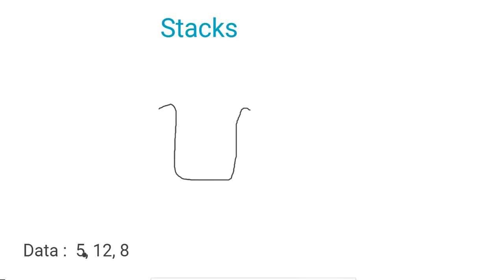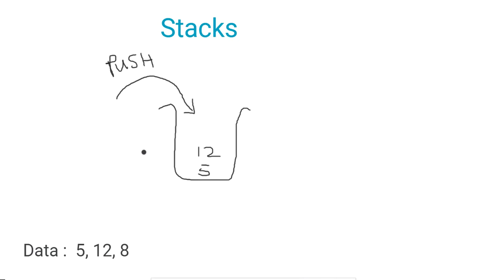Now you can see here that I've got some data. I've just got some integers 5, 12 and 8. And what I'm going to do is put them onto the stack. So my first operation, I'm just going to draw an arrow, is what we call a push. Okay, so I'm going to do a push operation. I'm going to push 5 onto the stack. Now I'm going to take the next integer and push 12 onto the stack. So at the moment, 12 is the top of the stack.